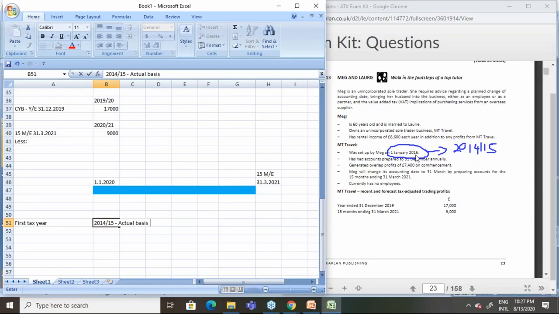Actual basis means you need to take the profit from the date of commencement, that is 1st of January 2015, to the last date of the tax year, that is 5th of April 2015. That means 3 months profit.